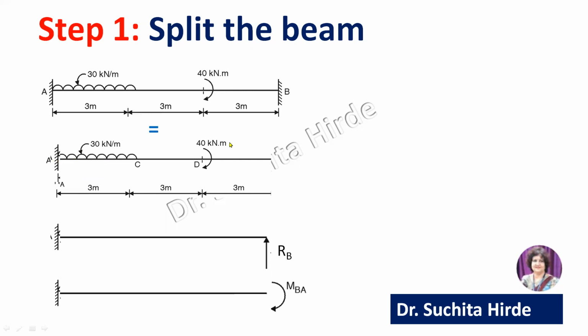So if you split up this beam, the first beam is only with the load, the second beam is with reaction RB, and the third beam is with moment MBA. So we are considering RB and MBA as redundant reactions. What direction have we considered here? RB as vertically upward and MBA as hogging. Okay, so for this we have to draw the bending moment diagram.